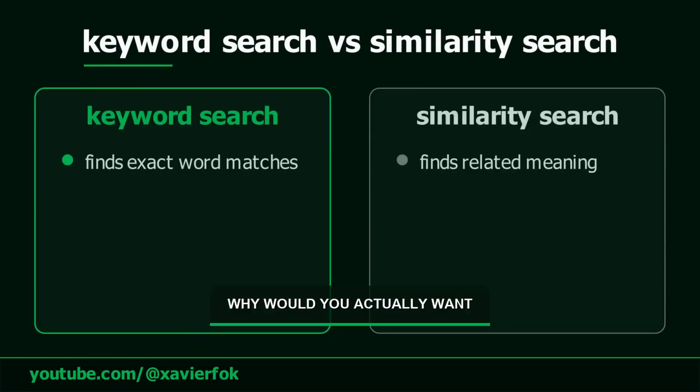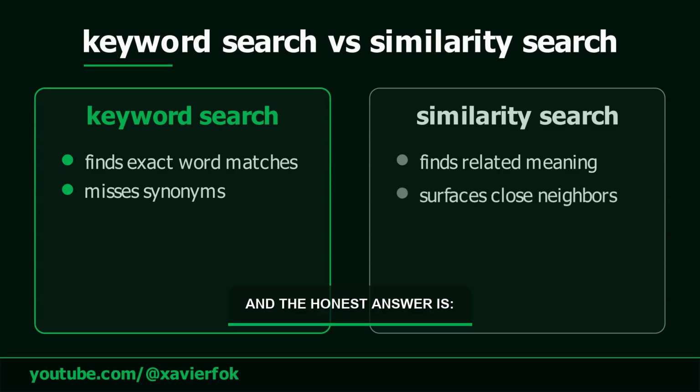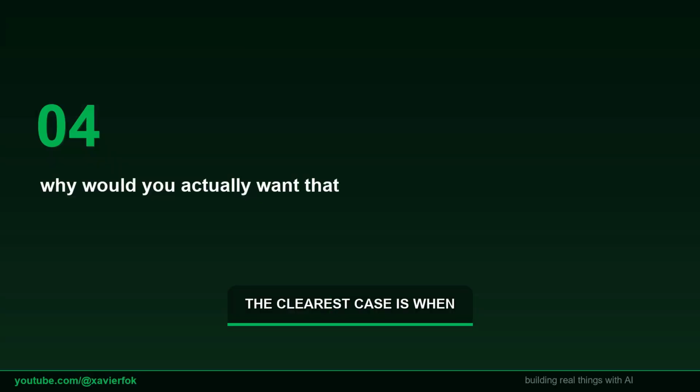Why would you actually want that? The obvious follow-up question is, when does similarity search matter? And the honest answer is, in more places than you might think, but also fewer than the hype suggests. The clearest case is when you want to find things that are related to a query, even if they do not share the exact same words.